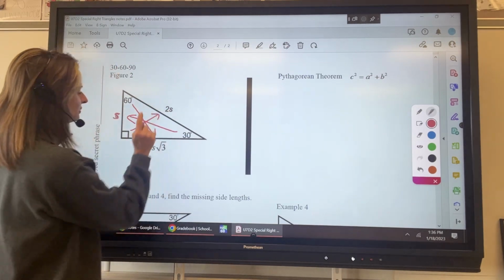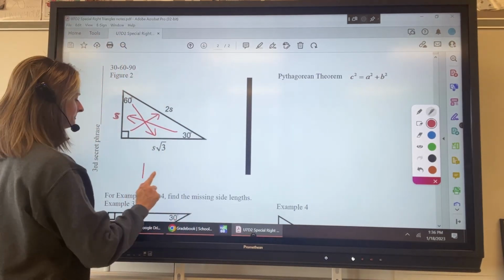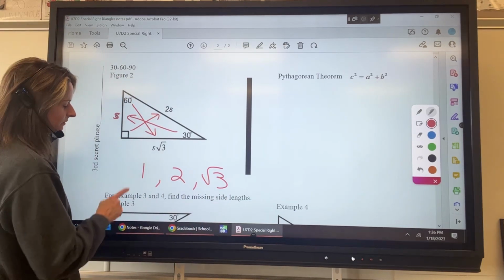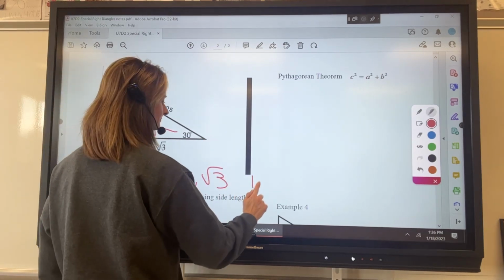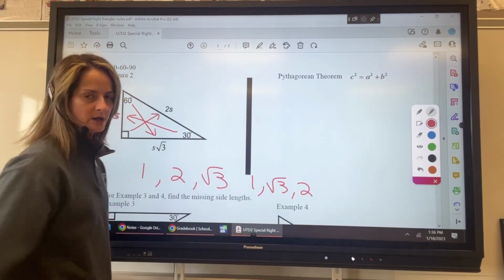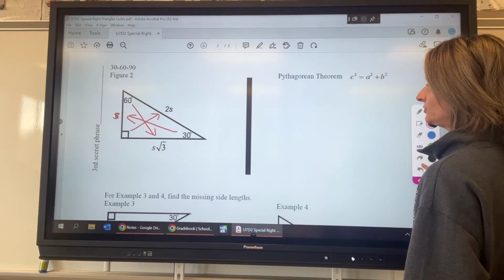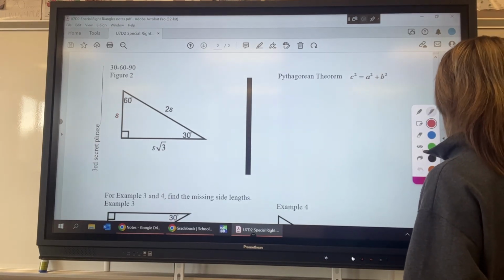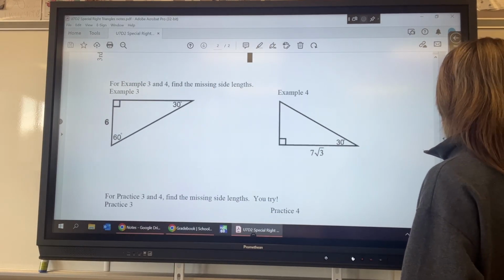Now some people get this 2 and square root of 3 confused because this is a square root of 3, not an actual 3. So if you look at the numbers 1, 2, and square root of 3, they don't go in this order. 1, the next biggest number is not 2, it's actually root 3. So if I were putting these numbers in order, it'd be 1 and then root 3 and then 2. 2 is bigger than root 3 because root 3 is like 1 point something. So the root 3 goes with the long side, and the 2 goes with the longest side, which is the hypotenuse. So now, you just have to have that relationship memorized. So now we go to example 3 and example 4.